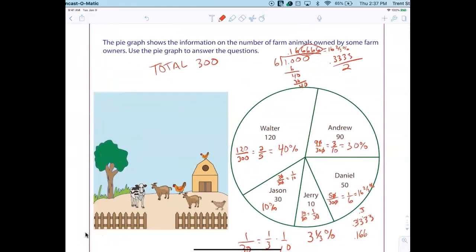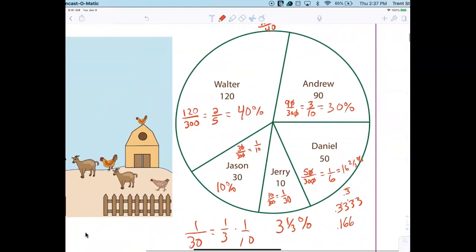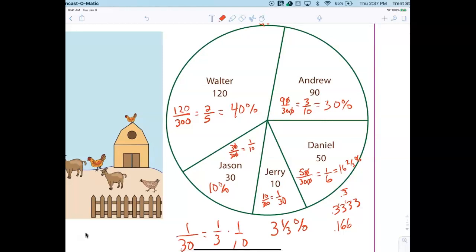Now that we have all that, the next last important thing is I said how many degrees are there in a circle? 360. So tomorrow I'm going to make you draw the circle graphs. And I want you to be accurate. So if Walter owned 40%, what degree does 40% represent? How many degrees is 40% of the circle?